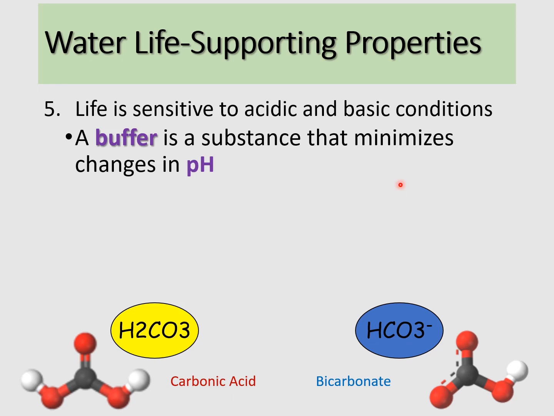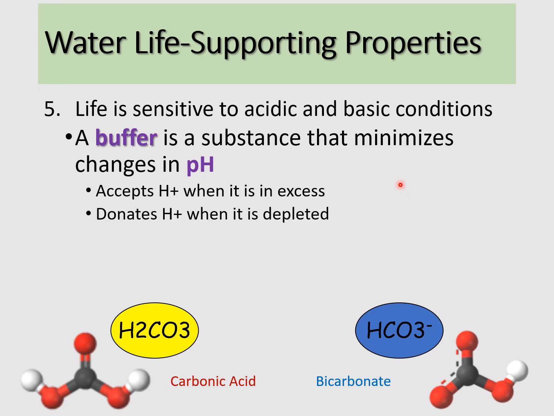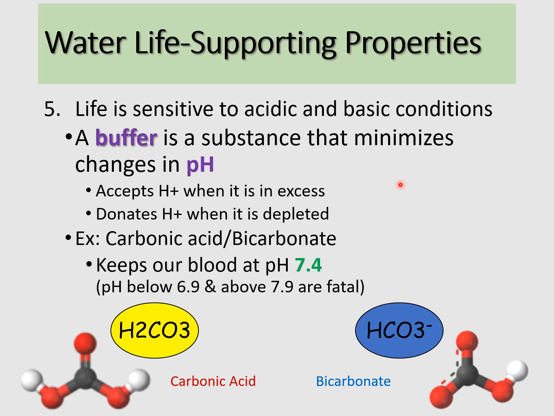So because life is so sensitive to either acidic or basic conditions, we have things that are called buffers. A buffer is a substance that minimizes changes in pH. So it likes to keep the pH neutral. Now, water is kind of a mild buffer, but there is something in our body that acts as a very strong buffer. A buffer is going to accept hydrogen when it's too acidic, okay?